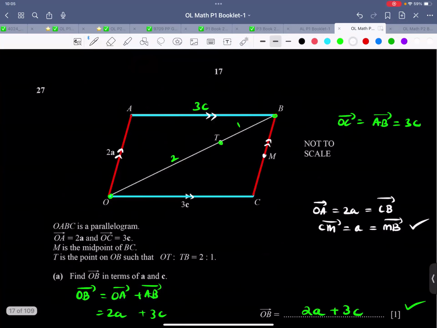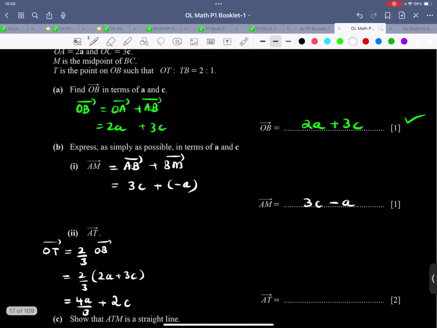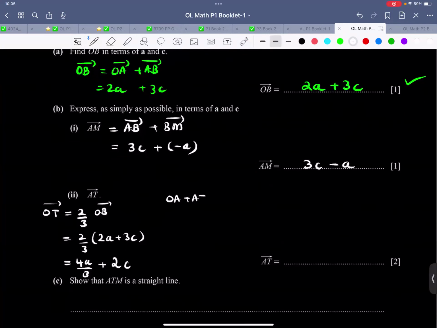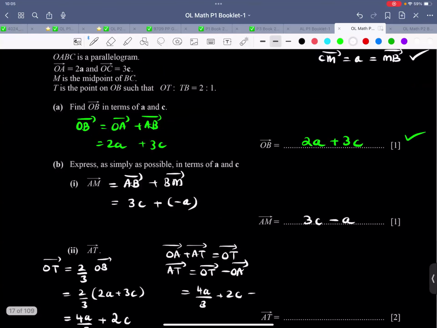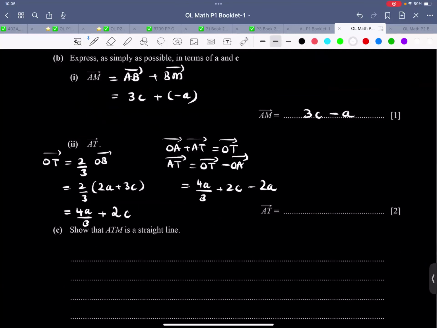Now OT is known. OA plus AT is equal to OT. Make AT the subject. That is OT minus OA. What is OT? It's right over here: 4A over 3 plus 2C minus OA. What is OA? 2A. So first focus on this and this. 3 2s are 6. 4 minus 6, negative 2. So this is negative 2A over 3 plus 2C. So AT is done.